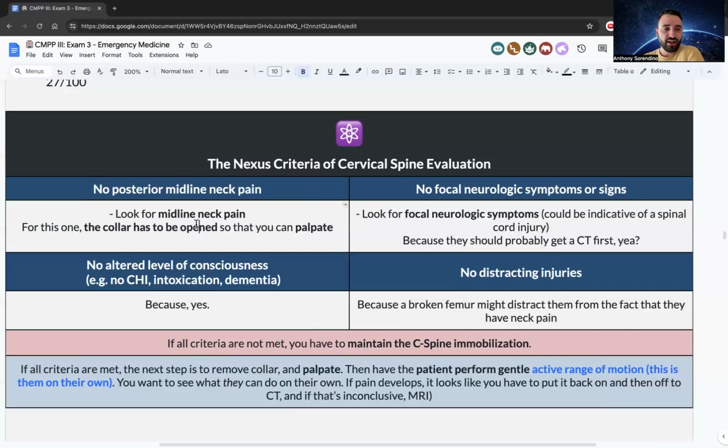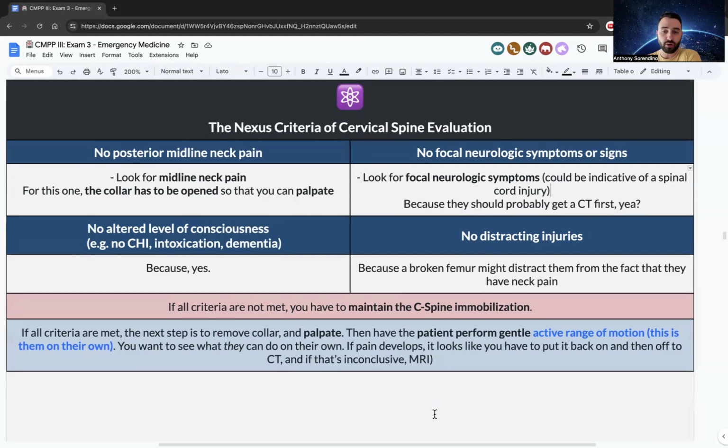So for this, no posterior midline neck pain, you have to palpate that. So you have to open the collar. Focal neurologic symptoms could mean there's a spinal cord injury. So you probably want to send them over to CAT scan for that. No distracting injuries that could be so painful that they don't know if their neck is in pain. But if they clear all 4 of these, you're still not out of the woods because you remove the collar, I guess you palpate again, and then they need to do active range of motion. If they cannot do that or they have pain with doing that, you can't clear the collar.